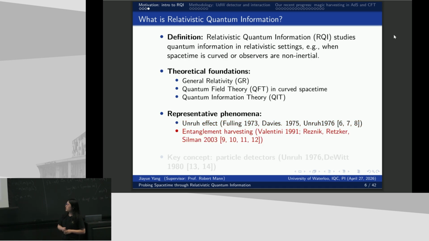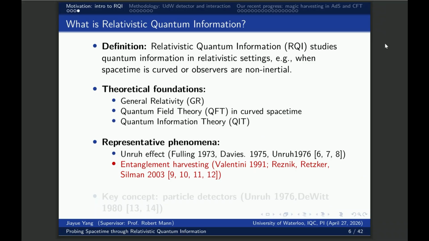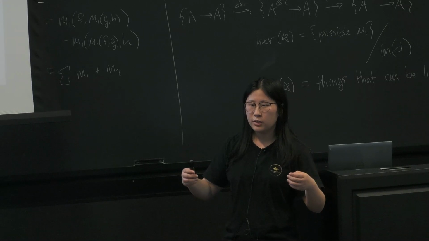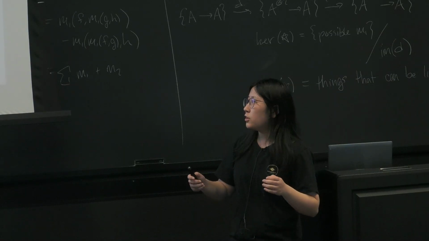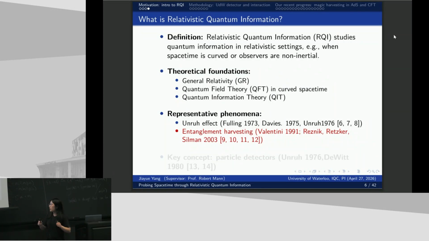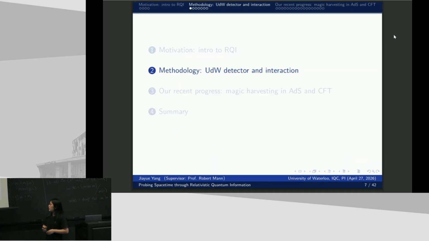Entanglement harvesting is just that you consider two unentangled detectors, and then the detectors locally interact with the quantum field. And finally, you will find that the initially unentangled detectors become entangled. That is why we say we can pull something out of nothing. We really harvest the entanglement from the vacuum state of the quantum fields. And all of these interesting phenomena involve the key concept called particle detectors. So what are particle detectors?